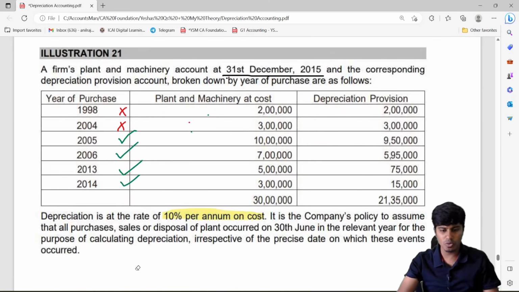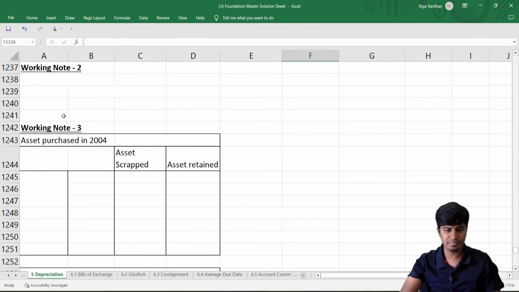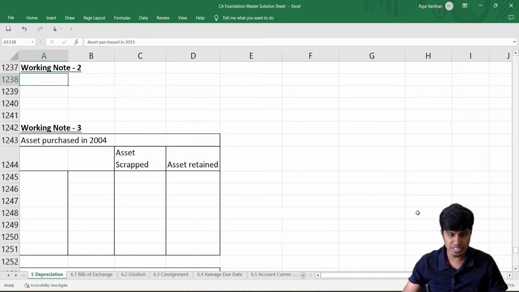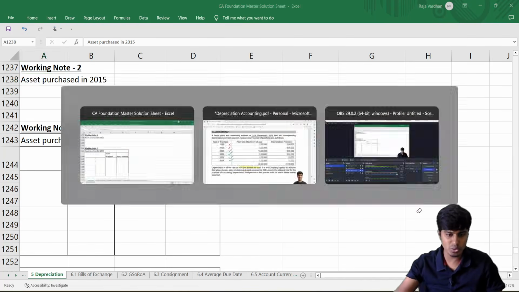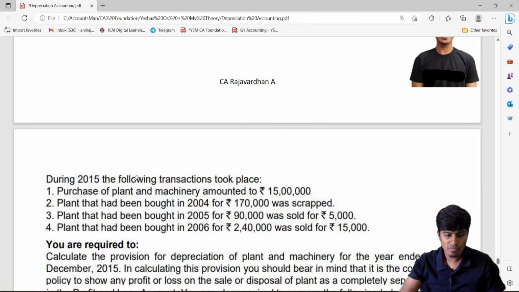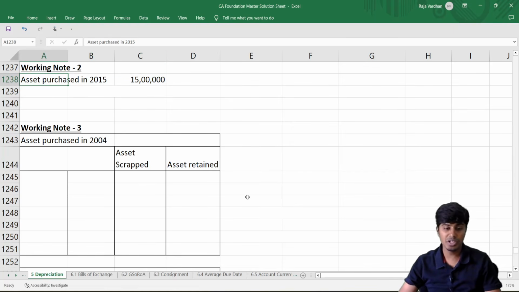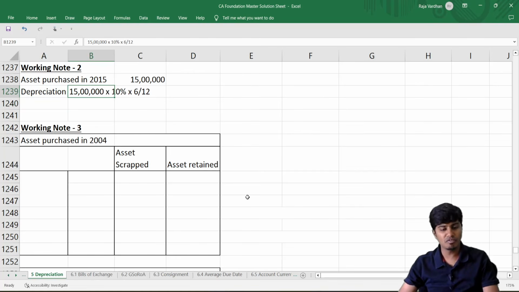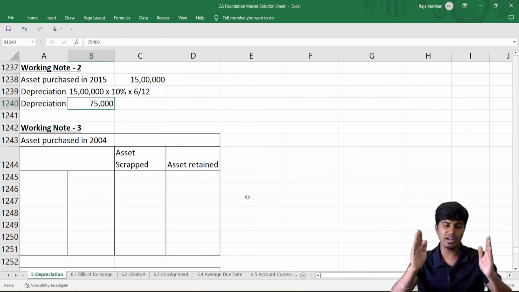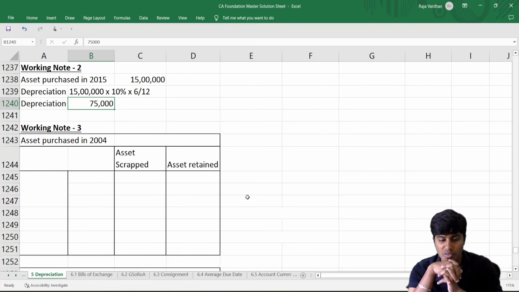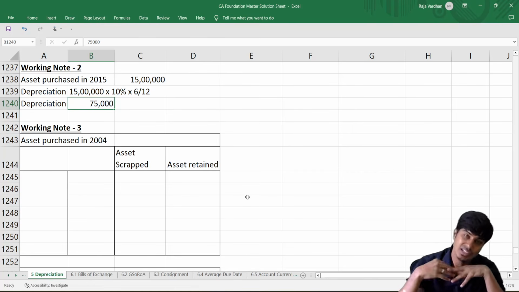So first we'll do the working note. The first working note is for the asset purchased in 2015. 15 lakh is the value of the asset. We need to provide depreciation only for 6 months. So it will be 15 lakh into 10% into 6 by 12. That gives us depreciation of how much? 75,000. So for the asset purchased in 2015, we need to provide only 75,000 depreciation.